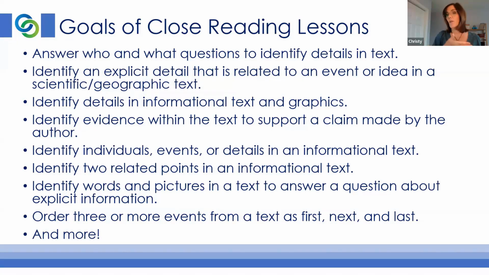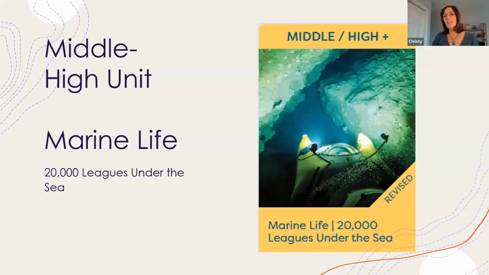That's such an important skill that we'll be practicing across units. Identify individuals, events, or details in an informational text. Identify two related points in an informational text. Identify words and pictures in a text to answer a question about some kind of explicit information. Order 3 or more events from a text, and more. There's so many skills we hit through the informational text lessons. So let's take a look at one.